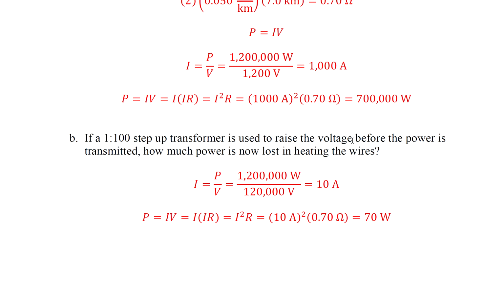Part B, if a ratio of 1 to 100 step-up transformer is used to raise the voltage before the power is transmitted, how much power is now lost in heating the wires? So, once again, we're going to use P equals IV.